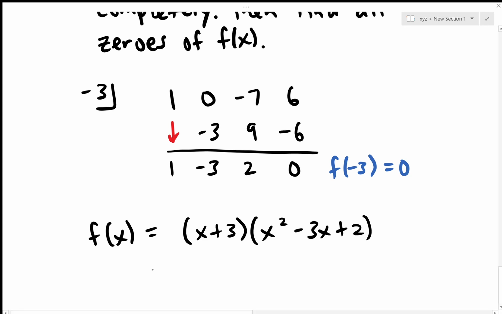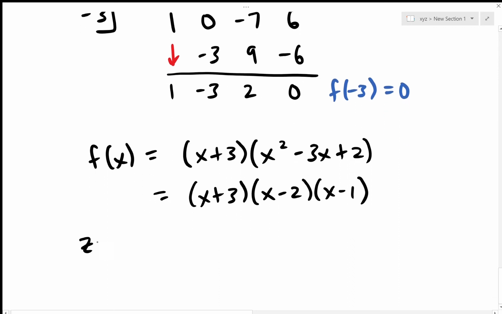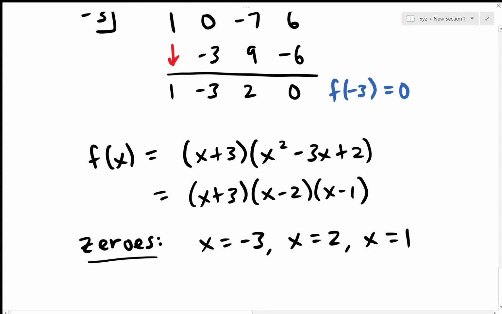And so to find the remaining zeros, I simply have to factor what's left. So x squared minus 3x plus 2, we can factor that as x minus 2 times x minus 1. And then we'll go ahead and list all of the zeros of this polynomial function. You can see that we have x equals -3. Of course, that was the first one that we found. But now we also see that we have x equals 2 and x equals 1 as the remaining zeros.